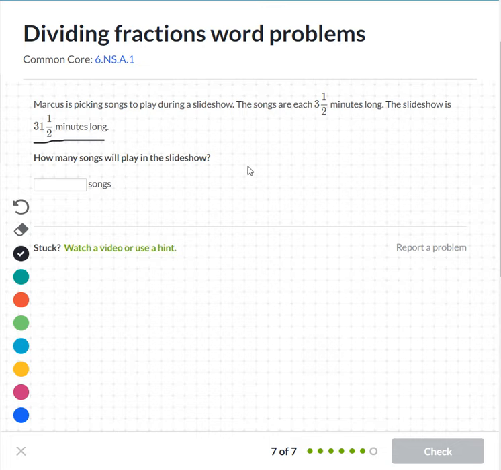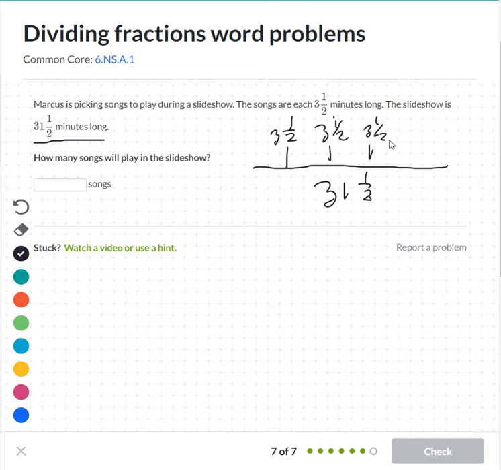So again, if this is the entire time of the presentation, the entire time would be 31 1/2 minutes long, and that's made up of 3 1/2 pieces. So we're trying to find out how many of the 3 1/2 pieces would fit in the 31 1/2 minutes. So you're going to divide the 31 1/2, which means to split it up into 3 1/2 portions.